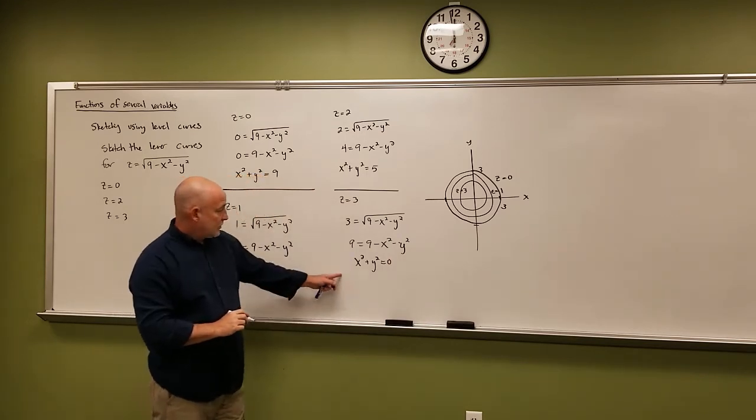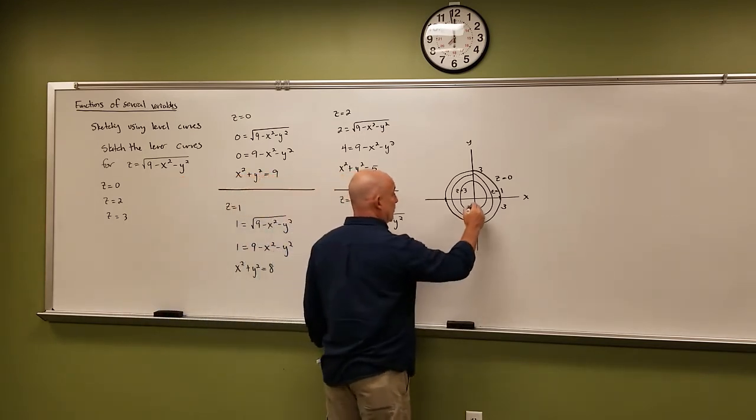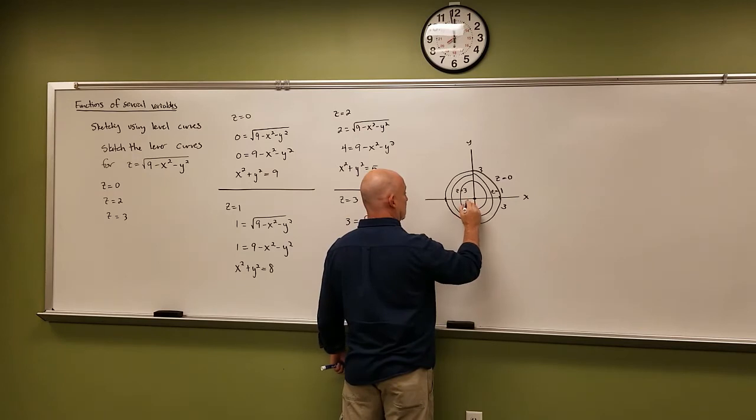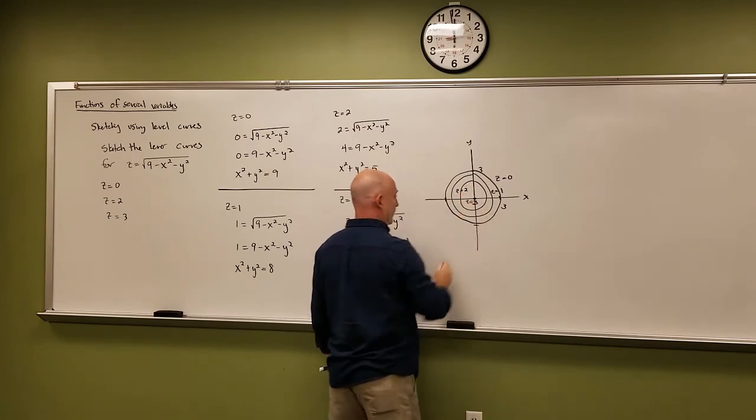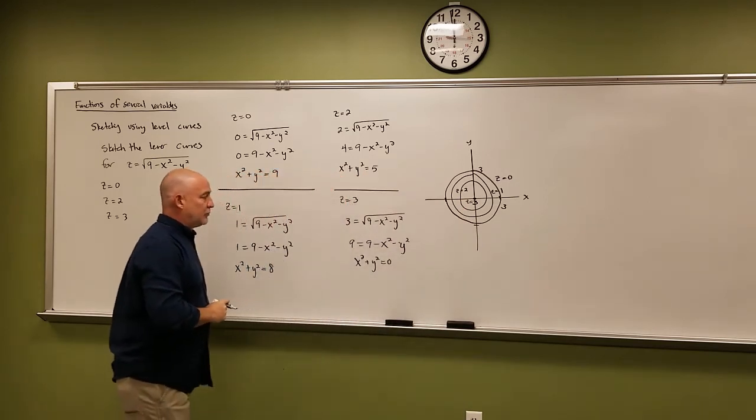Well, that's just a circle with radius 0, so that's just a point. So here we get z is equal, oops, this one was 2, sorry. z is equal to 3. It's just a point there.